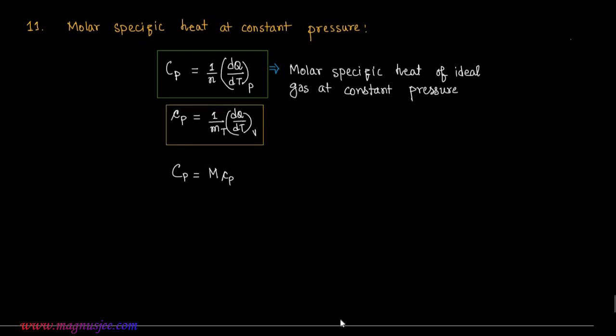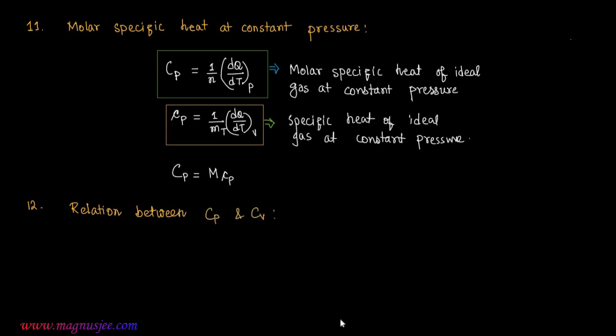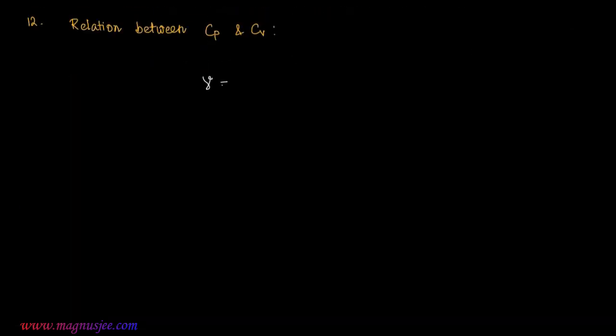Small cp is equal to 1 by mt dQ by dT at constant pressure, that is the specific heat of the ideal gas at constant pressure. And capital Cp is equal to capital M into small cp, where capital M is the molar mass of the gas. Now you have to mention the relation between Cp and Cv.